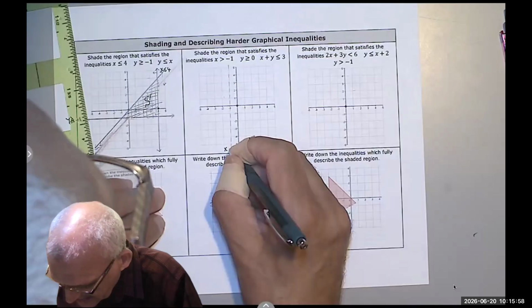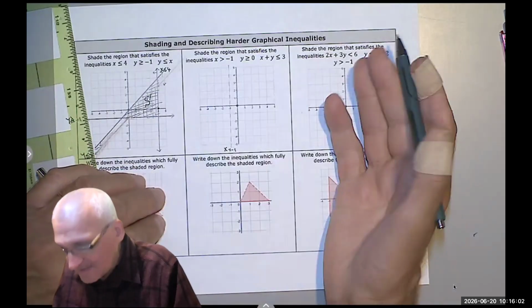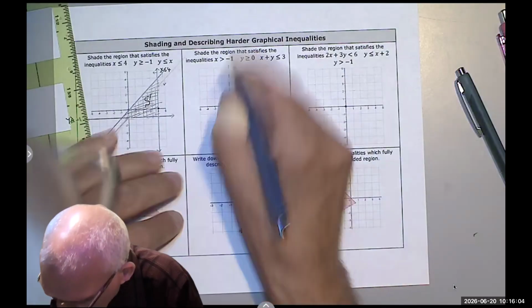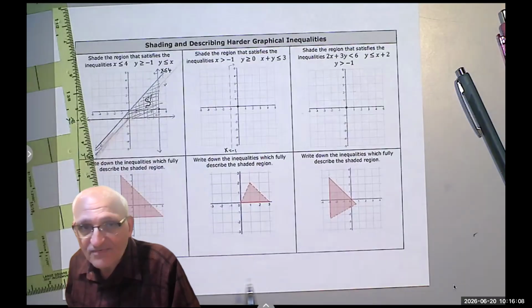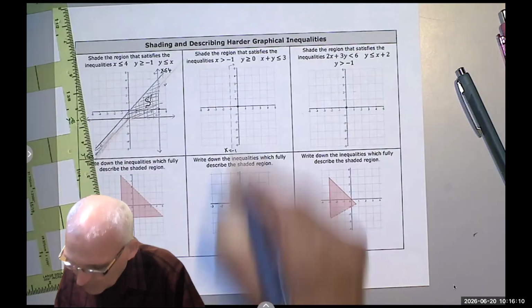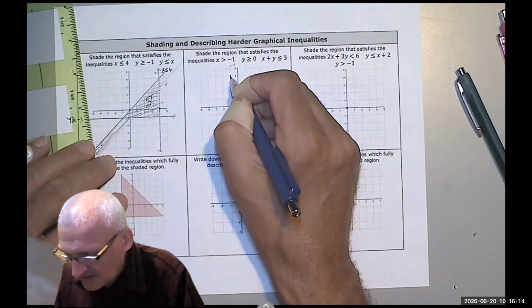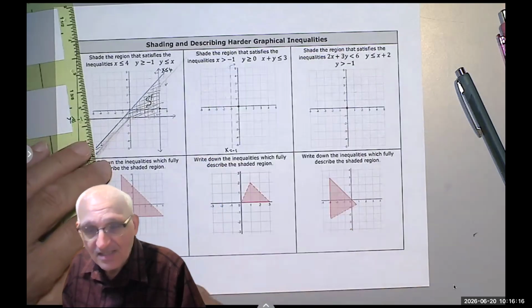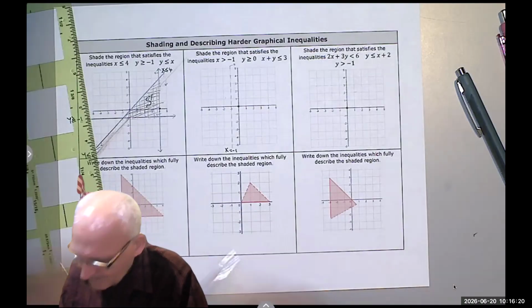X, this one, x equals negative 1, right? But x is greater than that, meaning it's to the right of this dotted line, meaning a point on this line doesn't satisfy the inequality because a point on this line is x equals negative 1, but negative 1 is not greater than negative 1. Slightly to the right of that is okay.